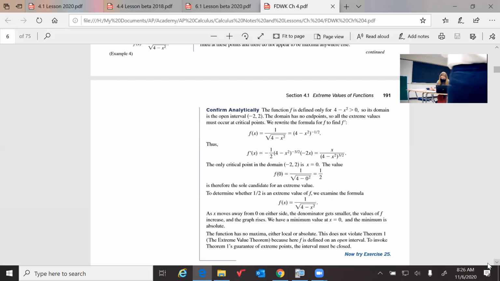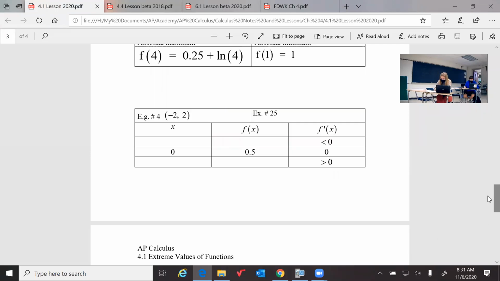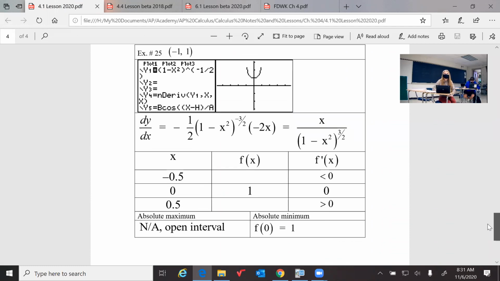So we're going to send you to a problem that has an open interval. It's 25. So we're going to pause this. The derivative of the parent graph would be x over 1 take away x squared to the 3/2. Essentially the same thing. You put a 0 in here. A 0 makes the numerator 0.